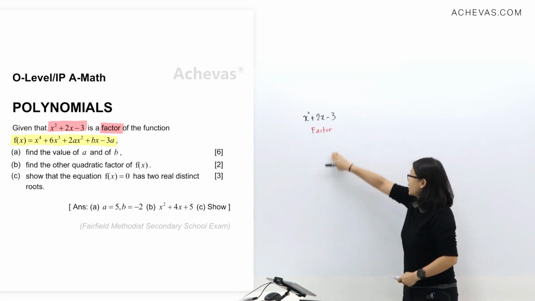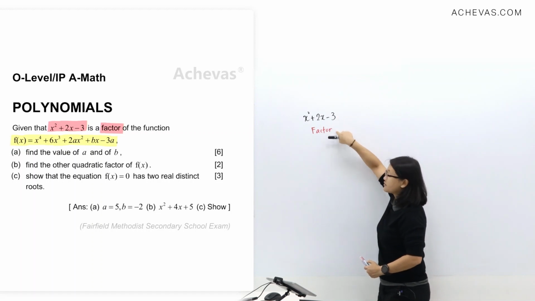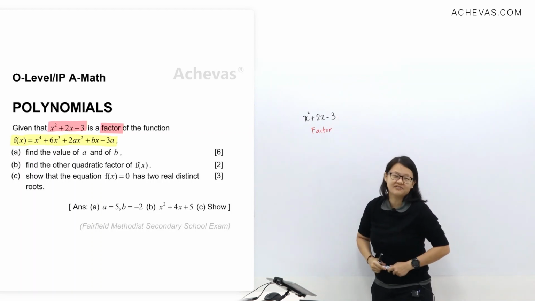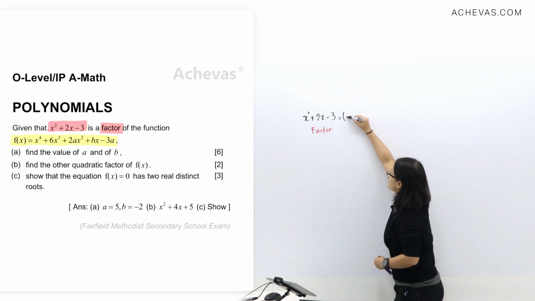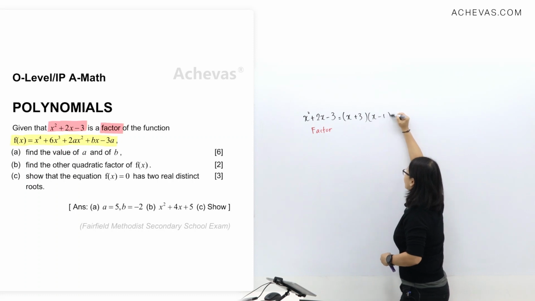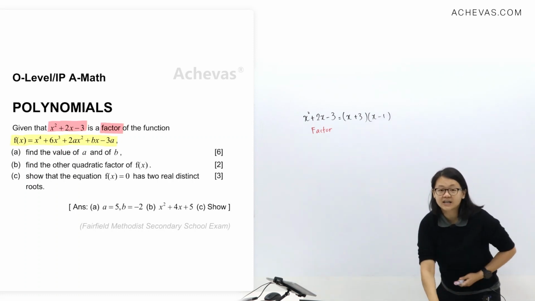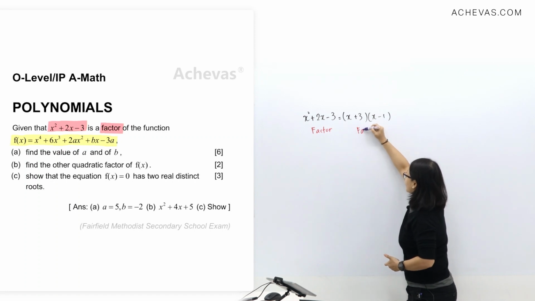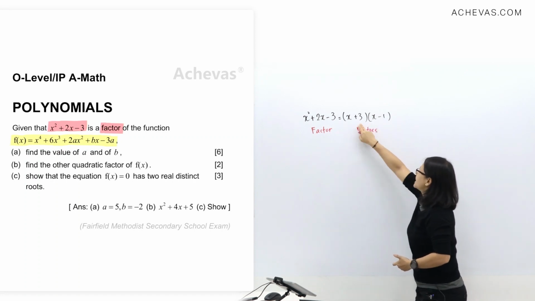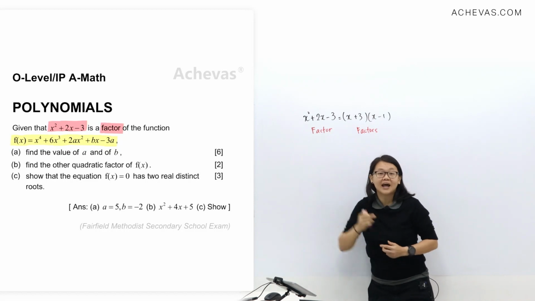Now let's take a look at this one here. You are given a quadratic factor. Let's find out if we can factorize this one here. So yes, we can factorize into (x plus 3)(x minus 1). When you can factorize this quadratic factor, you will get two linear factors. So it means these two are also factors for f(x).